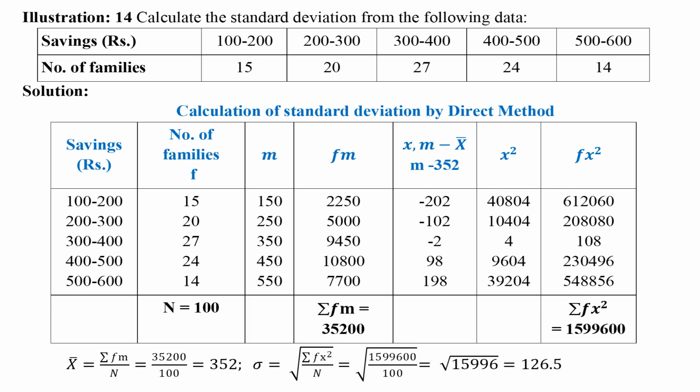This illustration is related with calculation of standard deviation by direct method. This is a continuous series. A 7-column table is prepared. First two columns contain variables and frequency, as given in the illustration. In the third column, the mid-value of the series in the first column is calculated. The fourth column is f into m, and the fifth column is deviations from the arithmetic mean, that's m minus x bar. This is called x. In the sixth column, x square is calculated. In the last column, f into x square is calculated. Then the sum values should be applied in the formula and standard deviation is calculated.